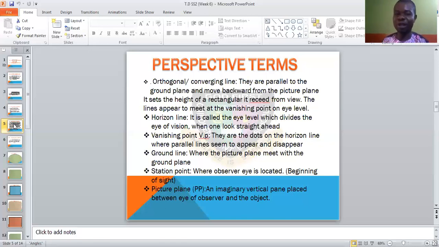They are parallel to the ground plane, and they move backward from the picture plane. That is where the particular object is. That's what I mean when you draw them. These orthogonal lines set the height of the rectangle.